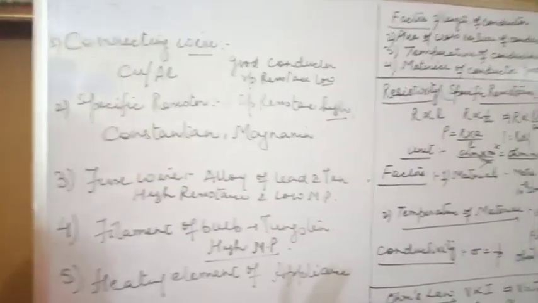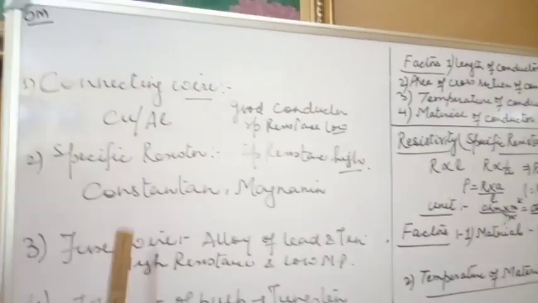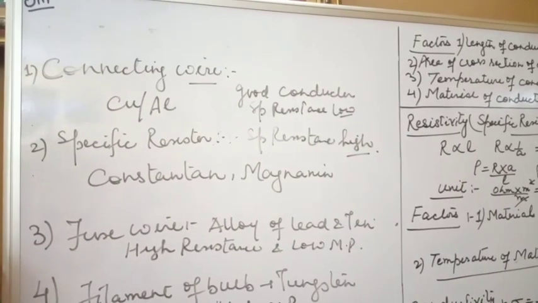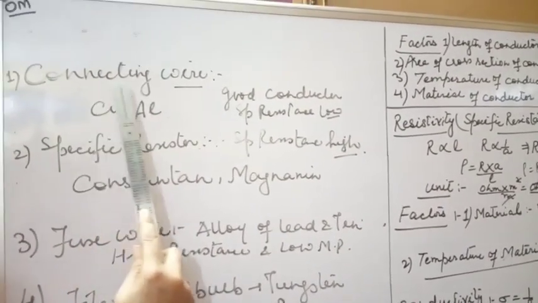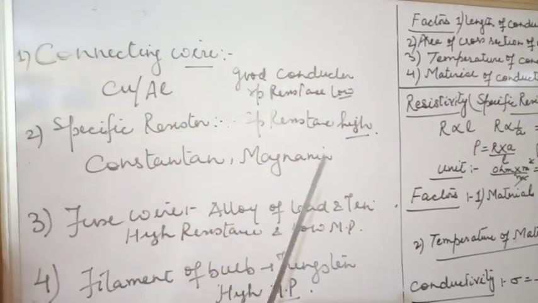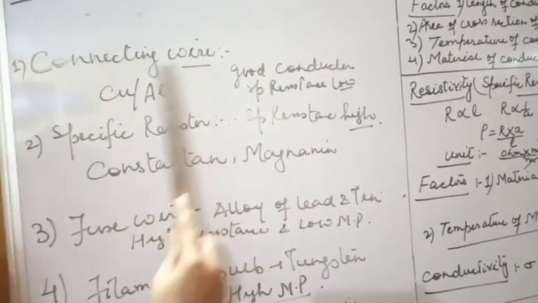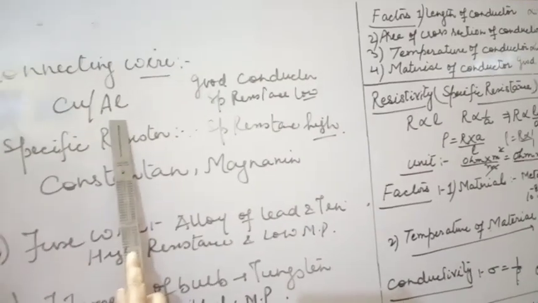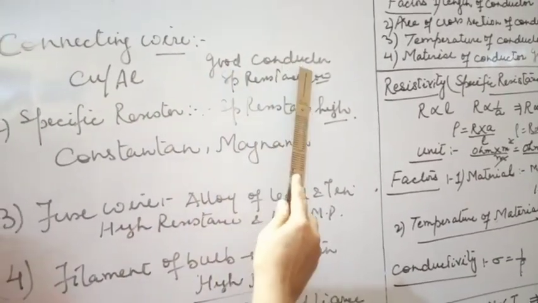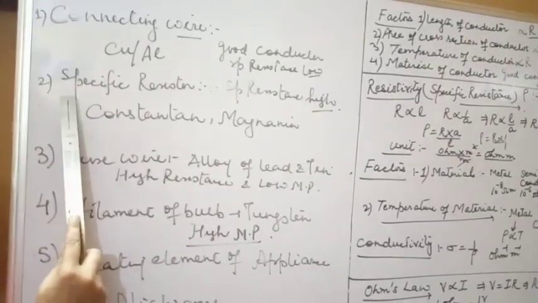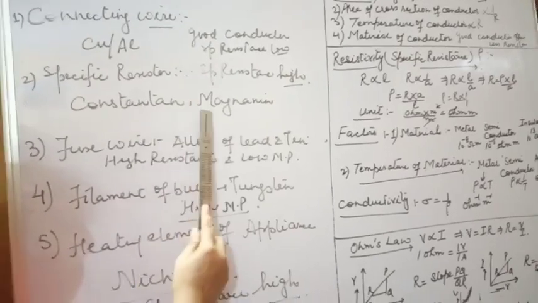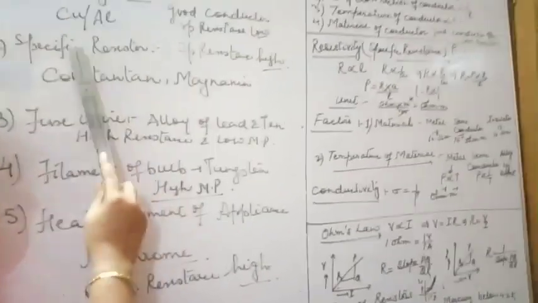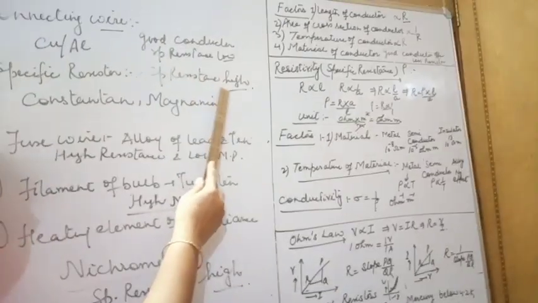So the last topic, the choice of material for different types of wires. First, connecting wires. A question is asked, what type of material is used for connecting wire, and give the reason. As concerned to connecting wire, we use copper and aluminium. What is the reason? Because it is a good conductor and specific resistance is very low. Second, what is the material required for a standard resistor? That is constantan and manganin, which are alloys, because their specific resistance is very high.